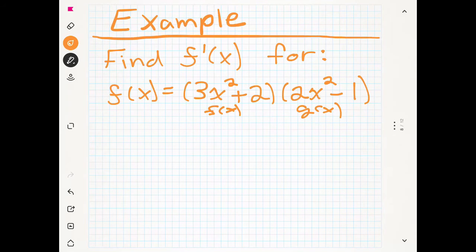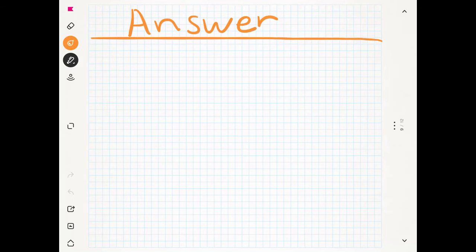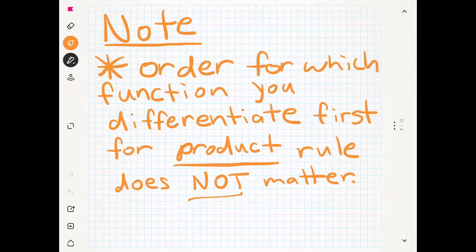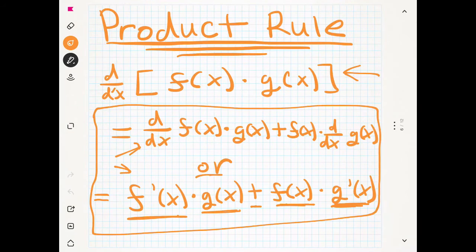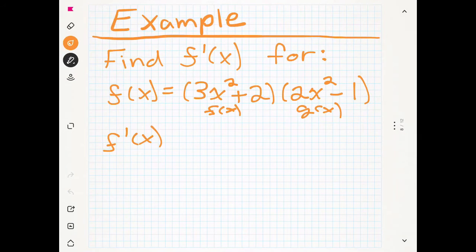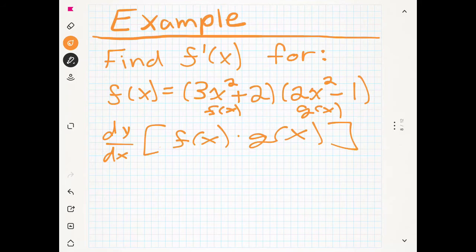So let me just write out my original formula, all right? So if you guys remember, the derivative dy over dx of f of x times g of x. I'm just going to write out the formula so you guys can just remember.